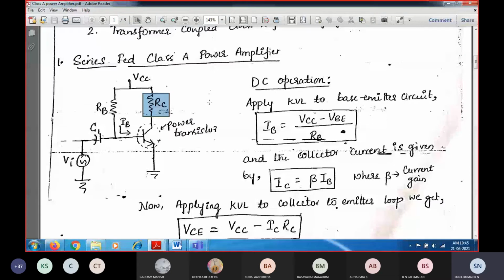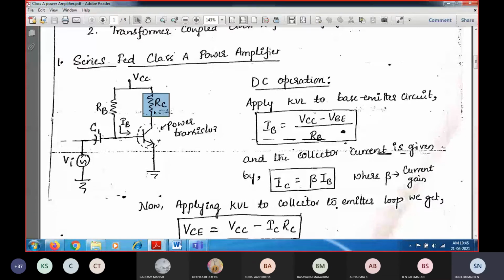So in order to overcome this load resistance, which is connected as an RC load in this power amplifier circuit, we are going for an inductor. So we are going for a transformer, which is going to have an inductor in between.